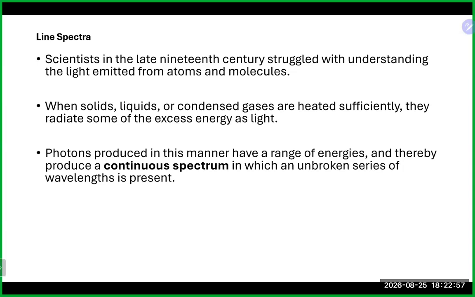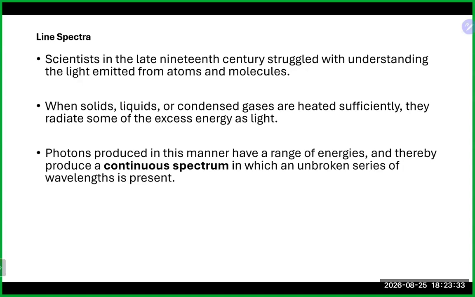Scientists in the late 1900s struggled with the idea of light being emitted from atoms and molecules. They noticed two separate kinds of spectra, as we've been touching upon. First, there is the continuous spectrum, where we get all wavelengths coming off. When solids, liquids, and gases are heated enough, they radiate a lot of this excess energy as light and give that continuous spectrum, which, if you look at it through a prism, is more like a rainbow type of effect.